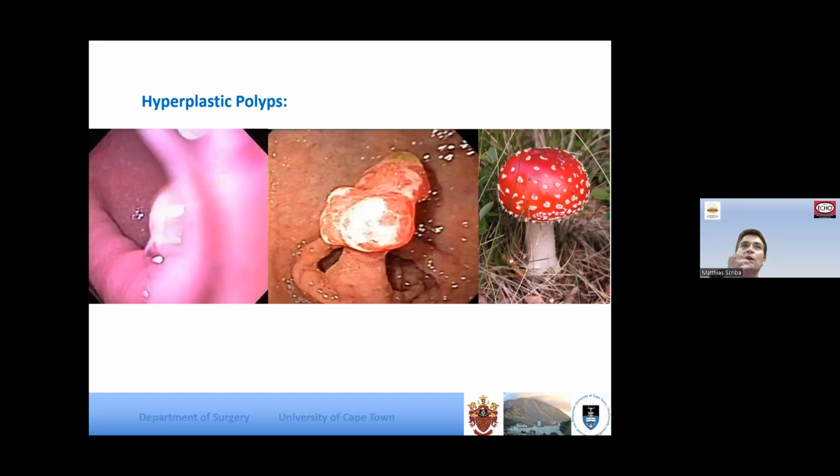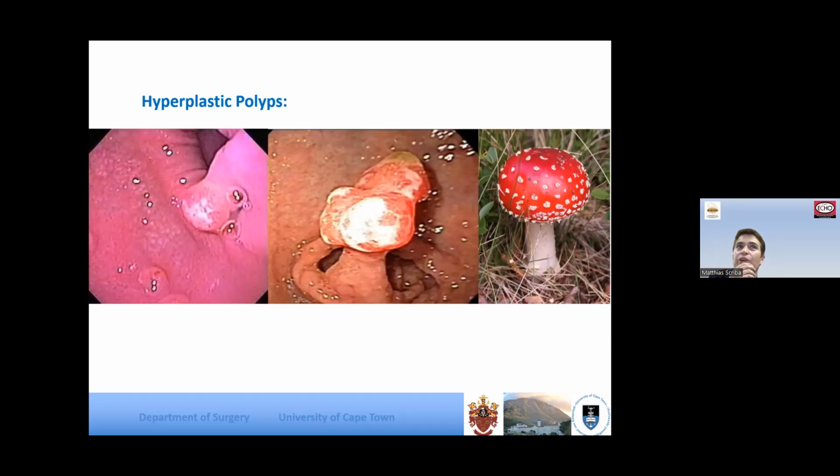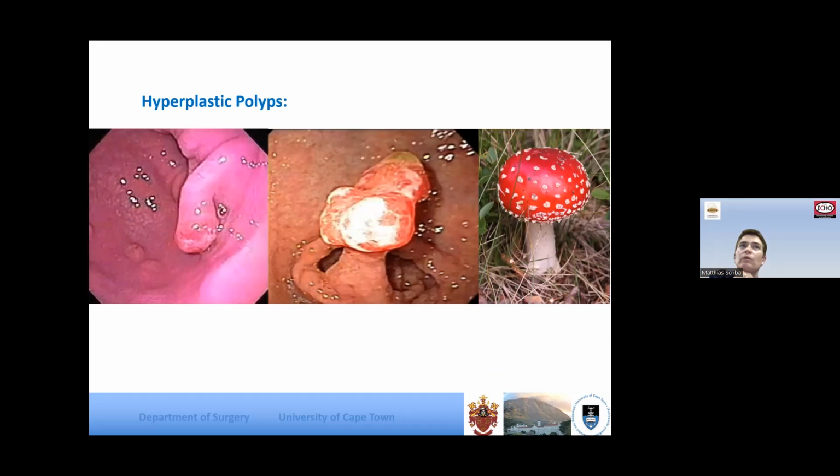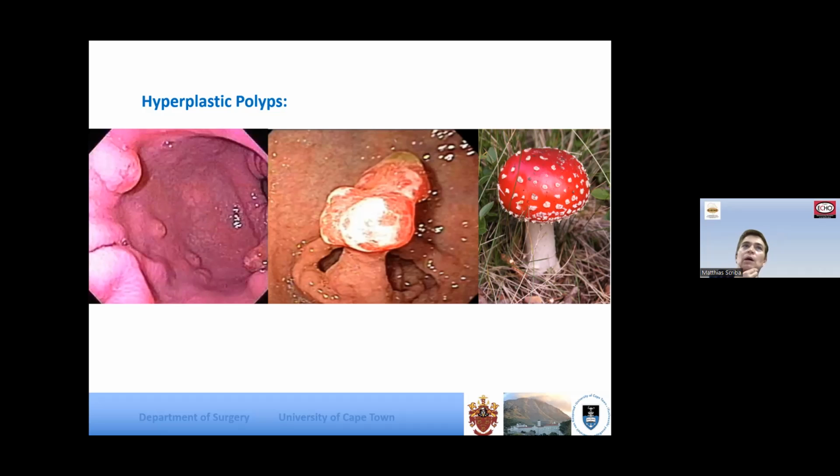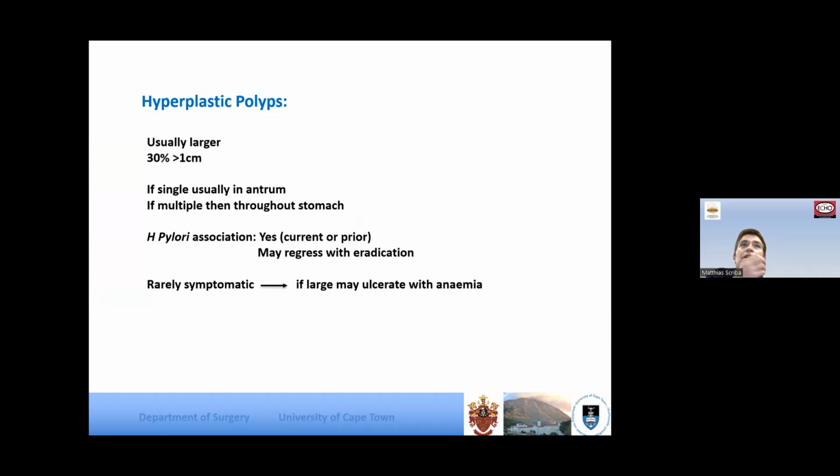And you can imagine them waving around with some friction and so forth with movement of the gastric wall. And I can see that kind of situation causing anemia over time. They're usually larger than the fundic gland polyps, and up to 30% will actually be bigger than 10 millimeters. They may be single, and if so, then they're stuck in the antrum. On the other hand, if you've got multiple ones, then they're usually throughout the distal stomach.